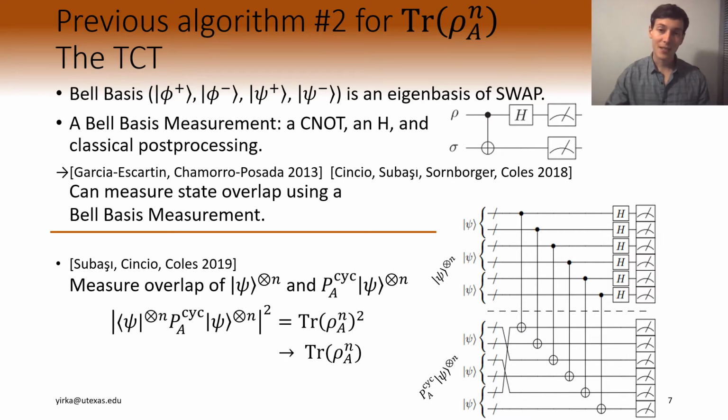More recently, this was applied to entanglement spectroscopy by Subaşı, Cincio, and Coles by measuring the state overlap via Bell basis measurements of n copies of a state with n permuted copies of a state. This gives you the squared expectation value, which is equal to the squared trace rho to the n. And because the trace is real and non-negative, this gives us trace rho to the n.